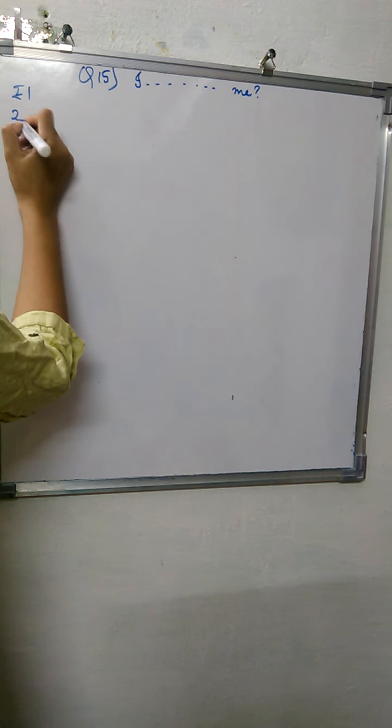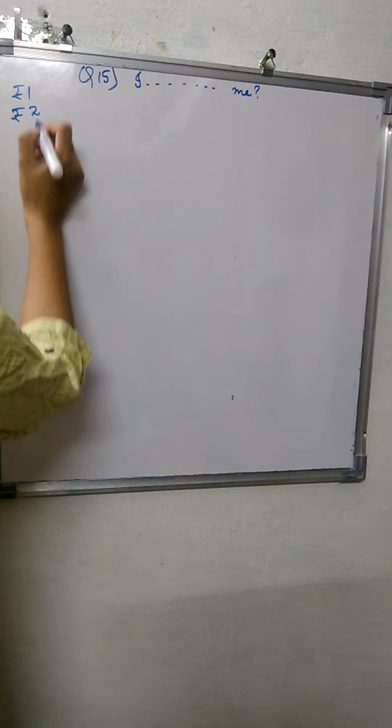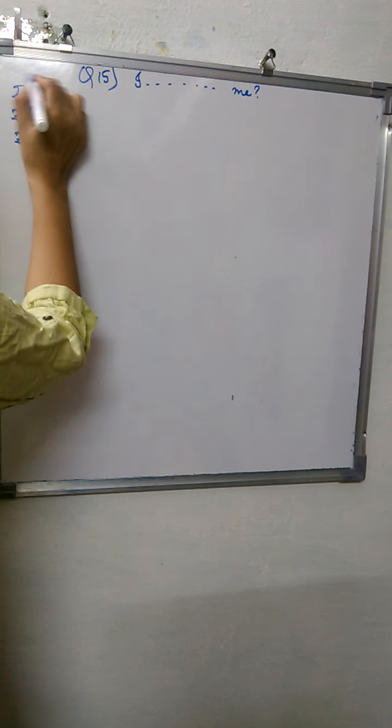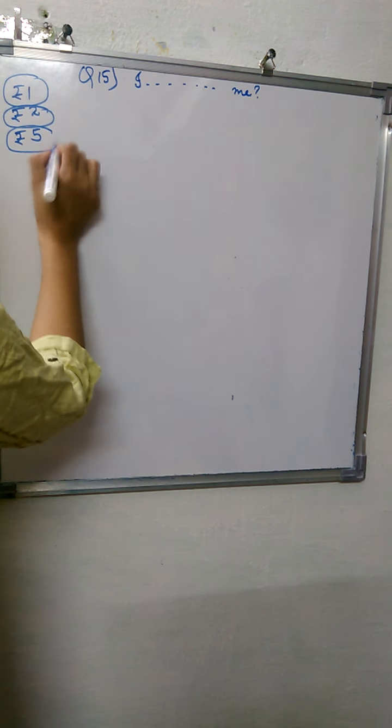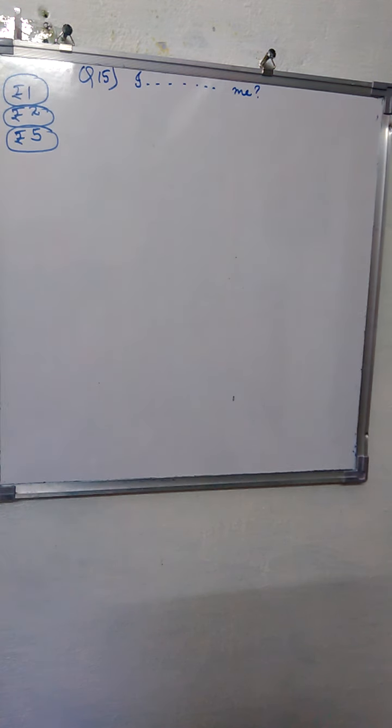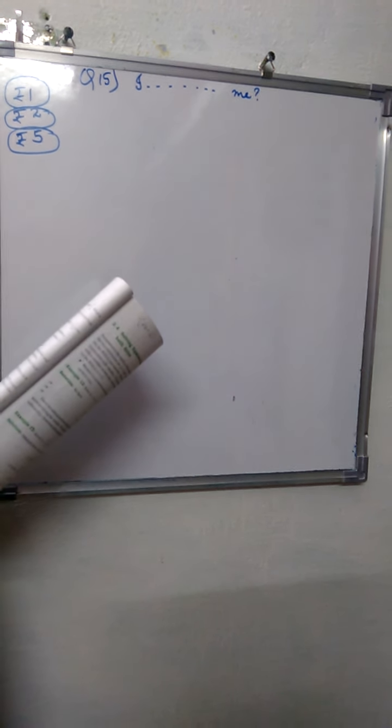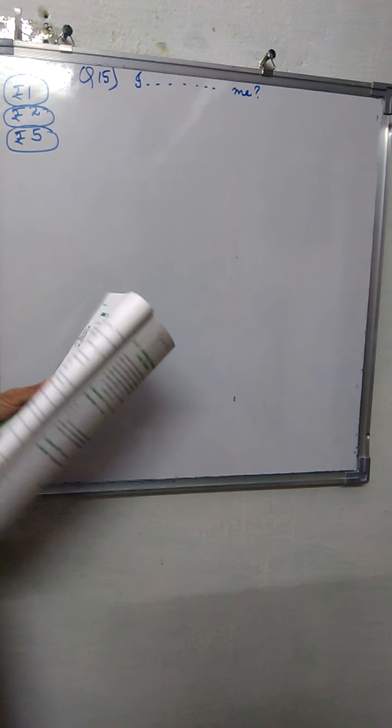Starting with question number 15. I have a total of rupees 300 in coins of denomination rupees 1, rupees 2 and rupees 5. Now these are in coins, okay? And the total of these comes to rupees 300. The number of rupees 2 coins is 3 times that of rupees 5.